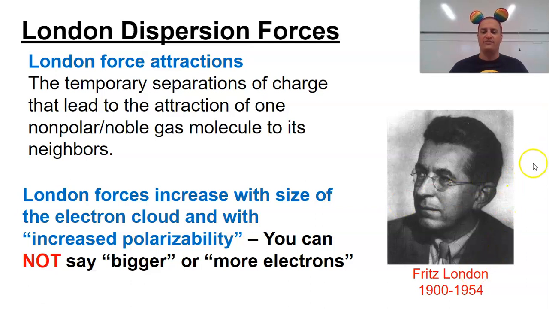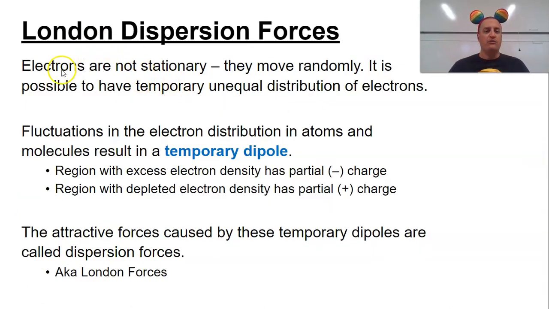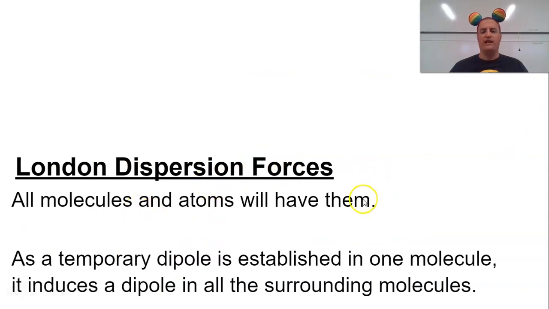Old Fritz London. Didn't live too long, though. So these electrons aren't stationary. We see them as stationary because we can't make the pages move. They move very randomly, giving a temporary unequal distribution of electrons. They're always moving, so they're not going to always be the same. Just like my head, one way or another, I lean back and forth, and it can be left a little higher, right a little higher. So this results in a temporary dipole, with one side having a very low partial positive. These are temporary dipoles. We call them London forces. All molecules and atoms have them.